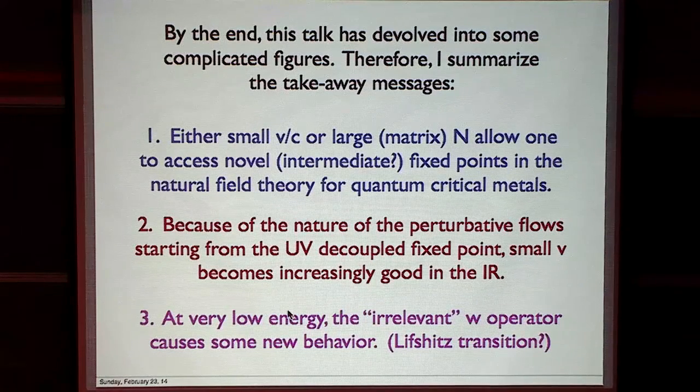OK. But first of all, either small v over c or a large matrix n allows you to access novel fixed points in the natural field theory for quantum critical metals, a Fermi surface coupled to a boson. Because of the nature of the perturbative flow starting from the UV decoupled fixed point, small v, if you start anywhere where the perturbation theory can be used, is increasingly good in the infrared. V flows to 0. And at very low energy, the next irrelevant operator that competes with linear dispersion then becomes important. It can cause a new behavior. It's not incalculable behavior. It's just behavior we're still studying. And we think it may well be related to something called a Lifshitz transition. But that's a topic for Joe's 80th birthday.